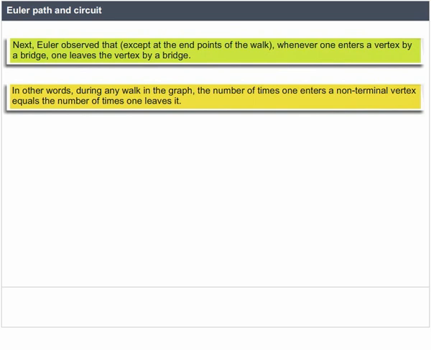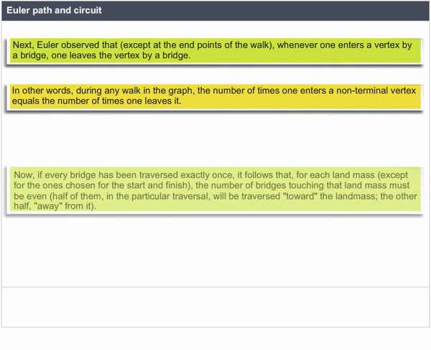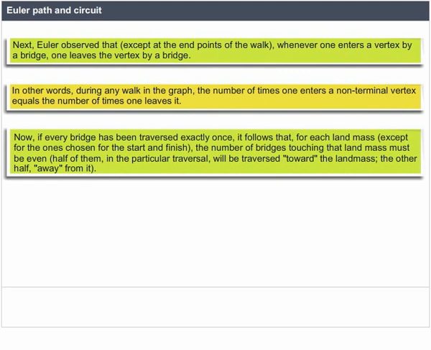Now, if every bridge has been traversed exactly once, it follows that for each land mass, except for the ones chosen for the start and finish, the number of bridges touching that land mass must be even. Half of them in the particular traversal will be traversed towards the land mass, the other half away from it.